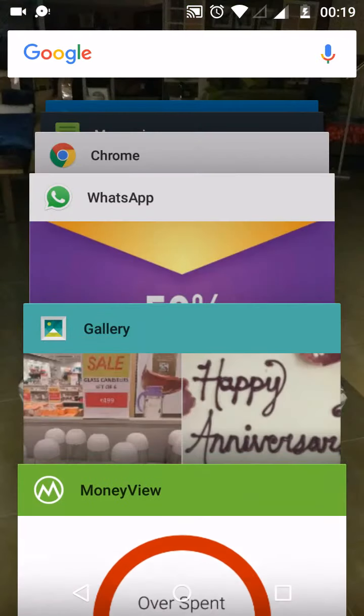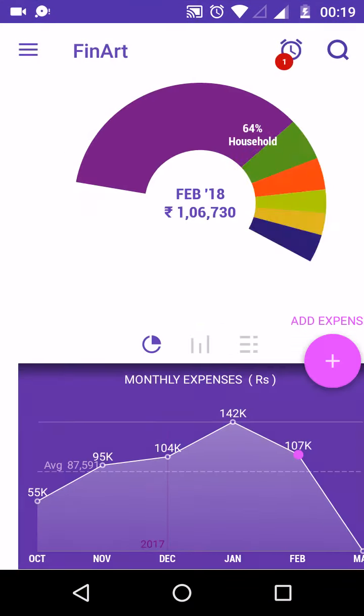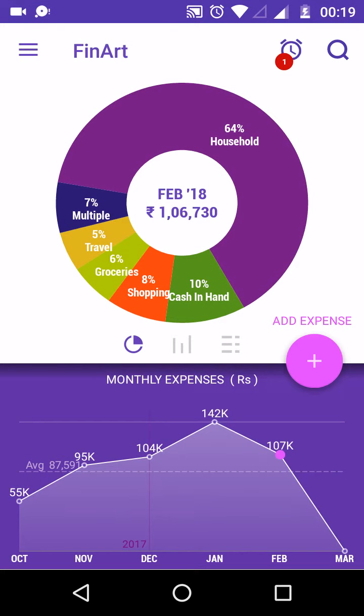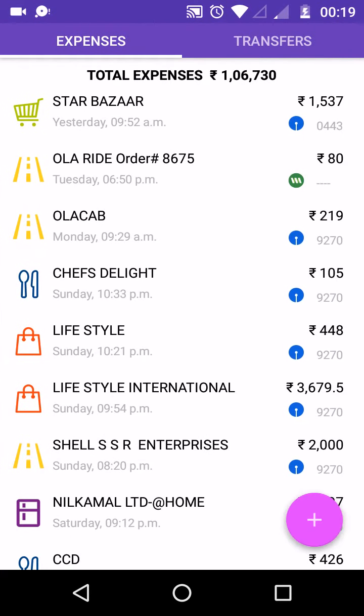Now let's take a look at the other app, which is FinArt. FinArt comes with a nice GUI. In the bottom you will see a monthly trend of the expenses, and in the top there is a pie chart. If I click on the middle, I get a similar kind of list of the transactions, which is again based on the SMS.